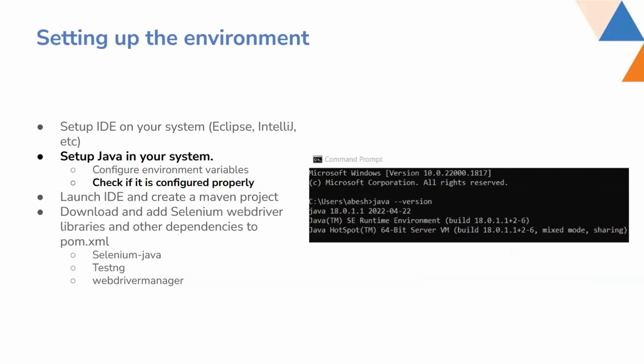When you have this configured, you need to make sure that Java is configured properly. For that, just run this command: java -version. It will show the current version which is installed on your system. If it does not, maybe you have to go back and check if some step is missing.